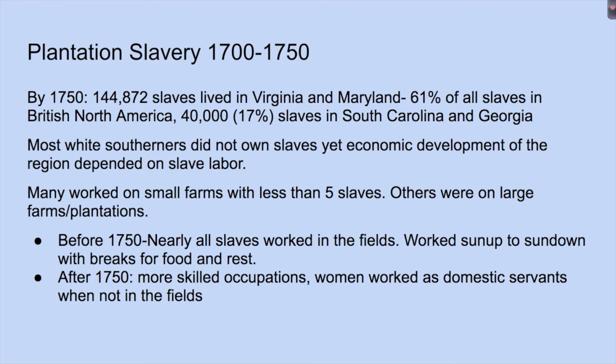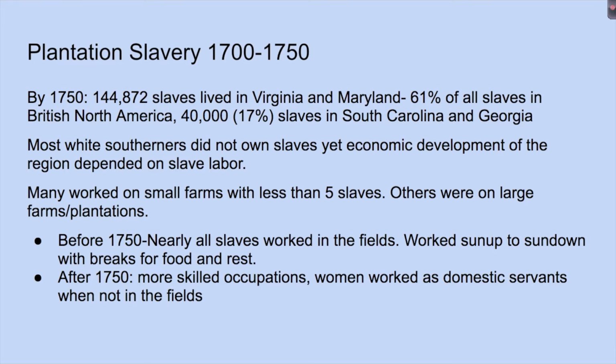By 1750, over 144,000 slaves live in Virginia and Maryland. This will be about 61% of all slaves in British North America. Another 40,000, or 17% of slaves, will be in South Carolina and Georgia. At this time, most white Southerners did not own slaves, yet the economic development of the area really depended on that slave labor. Many worked on small farms with less than 5 slaves. Others were on large farms and plantations.